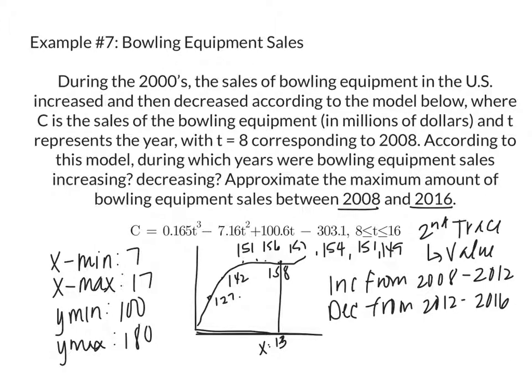And your maximum amount of sales, remember your y value is your sales, so we're actually looking for the y value at our max, and our maximum sales is about $158 million. Okay, so we've answered those three. We answered the increasing, we answered the decreasing, and there's our max sales.